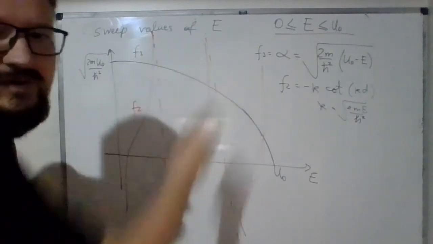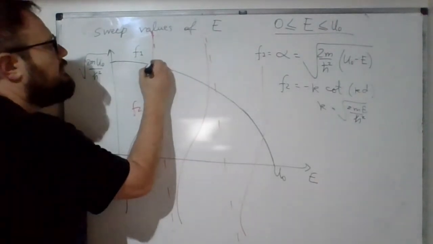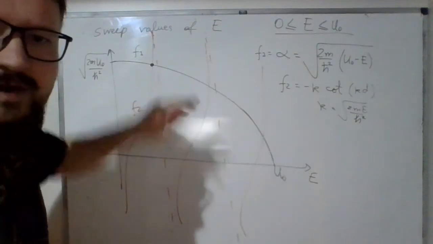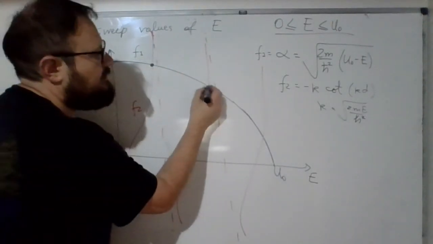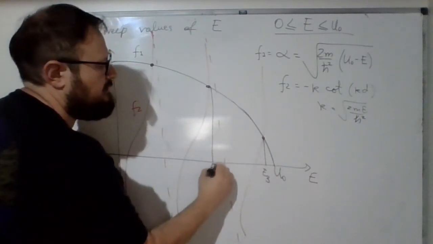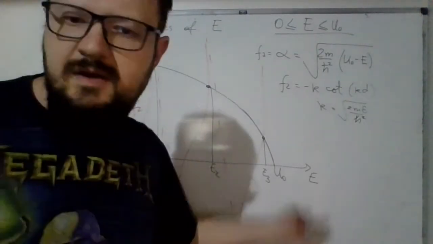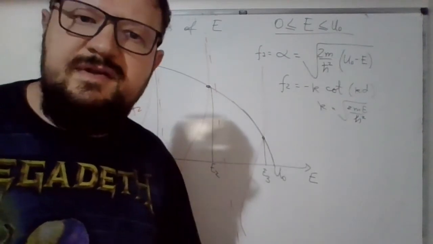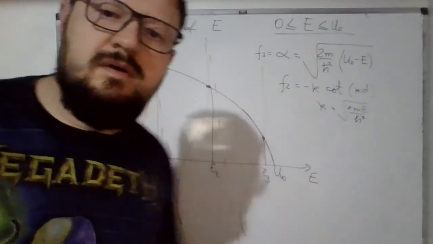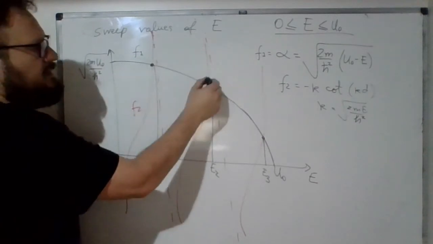In red here is function f2, and each time your curves cross each other, are equal, you have a solution. This is a solution. This is a solution. This is a solution. So in my example here, you have three energy eigenvalues bounded inside the well. All right, so in this example, you'll find three solutions here, here, and here.